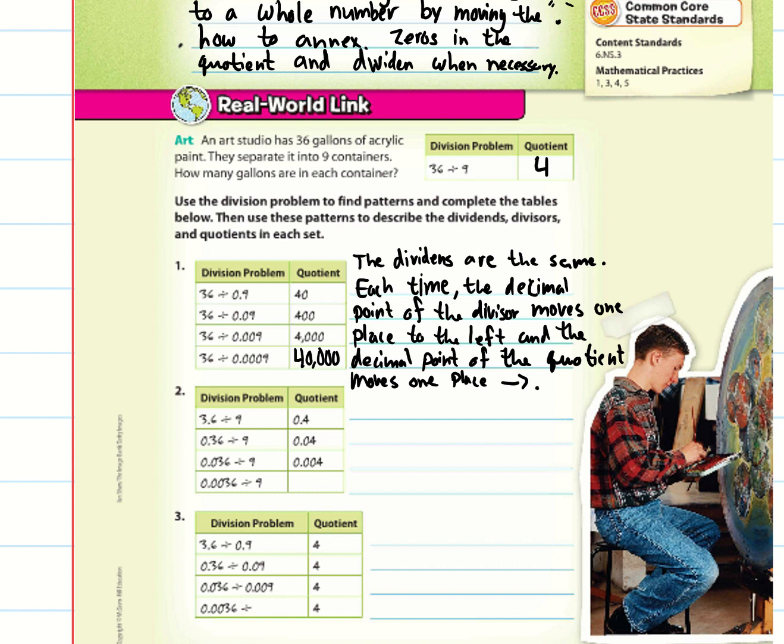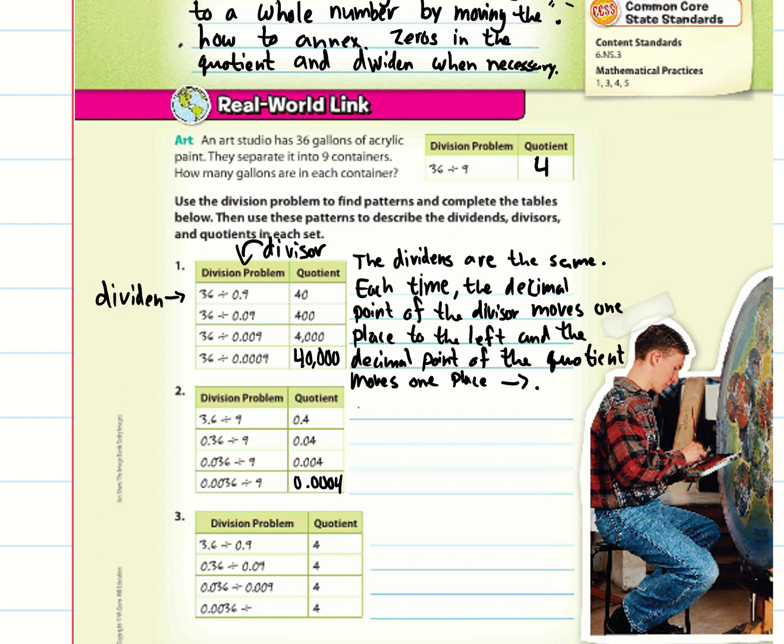So for number 2, now instead of the divisor, so this is the divisor, the dividend is going to be the one changing in number 2. So this is 3 6/10 divided by 9 is 4/10. 36/100 divided by 9 is 4/100. 36/1,000 divided by 9 is 4/1,000. And 36/10,000 divided by 9 is going to be 4/10,000.